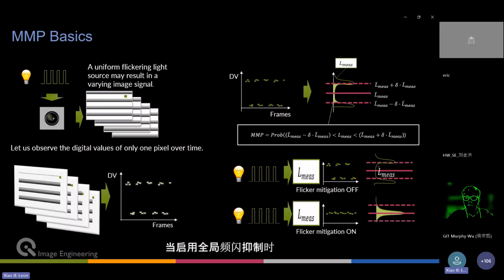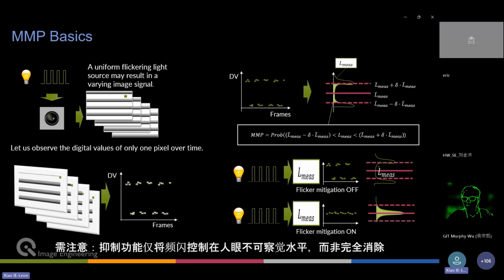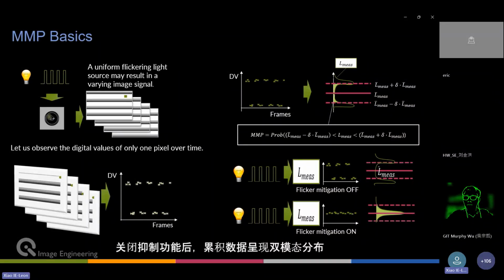If the flicker mitigation is on, all values have just some temporal noise, but they stay very much at the same level, so that all falls into certain bounds. That means there is no flicker in the image. As soon as we have flicker, so the flicker mitigation is turned off, we will get two distributions. That means a lot of these values fall outside of the area that I would expect. So I get a low MMP.